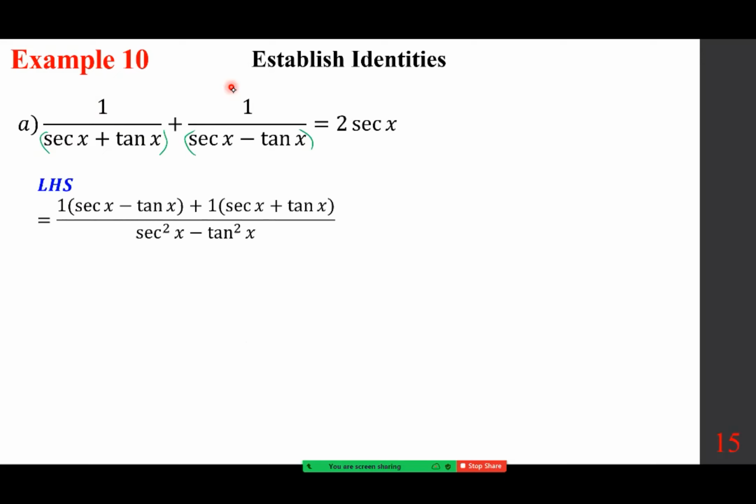Then 1 times (secant x minus tan x) plus 1 times (secant x plus tan x) goes to the numerator. This is your left-hand side, assuming we have no problem with fractions, adding them up, finding LCD. So a quick recap. What is the LCD? The product of these two. What is the product of these two? Secant squared minus tan squared. The numerator is 1 times (secant x minus tan x) plus 1 times (secant x plus tan x). And since everything has a plus sign, let's simplify the numerator first.